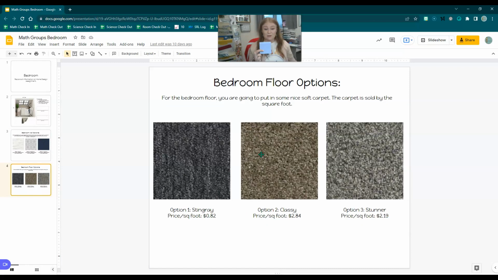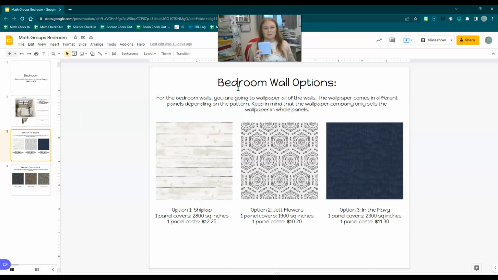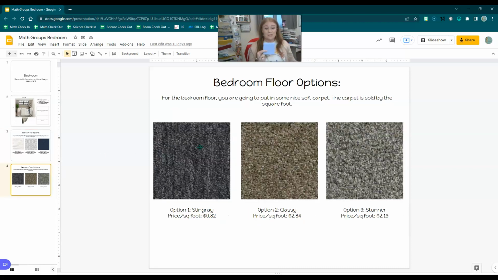And then you're going to do your bedroom floor. Now notice these are sold by the square foot. You can buy exactly what you need. They'll cut it for what you need. All right, these are already wrapped up in panels and they're bundled up. So you have to buy the whole thing and they come in inches. These come in square feet. Once you know the square feet, how much do you need? Pick which one you want.